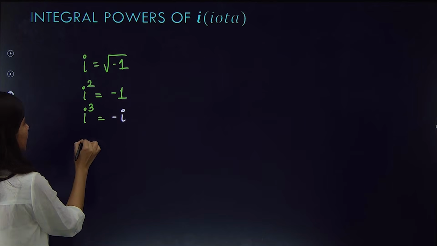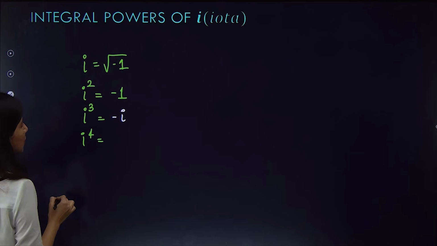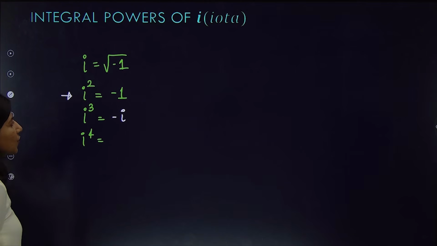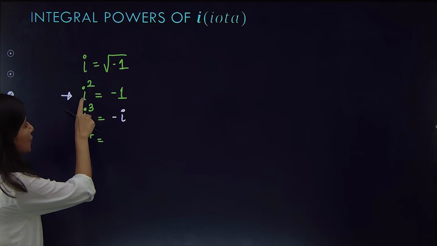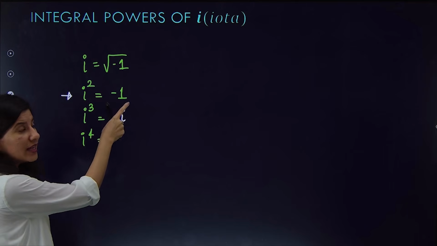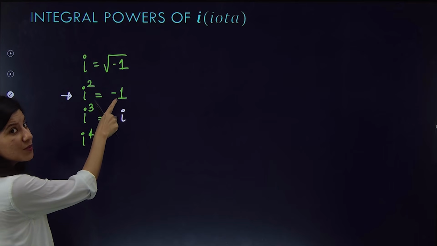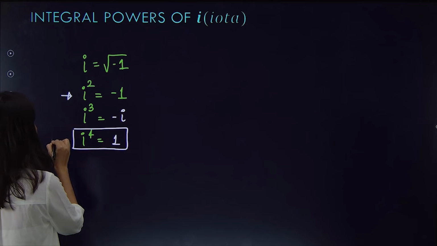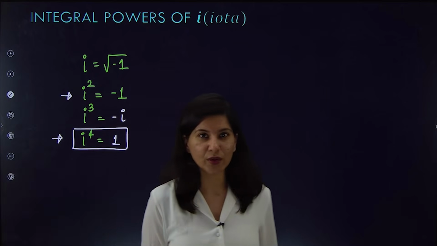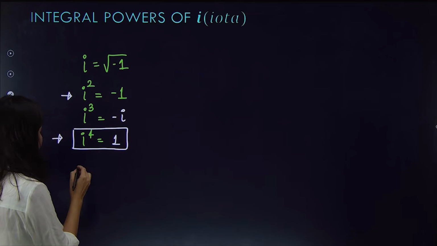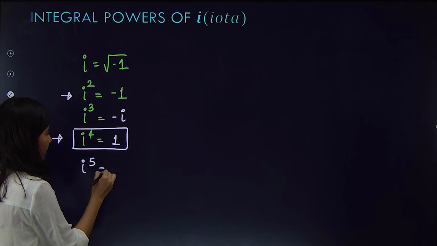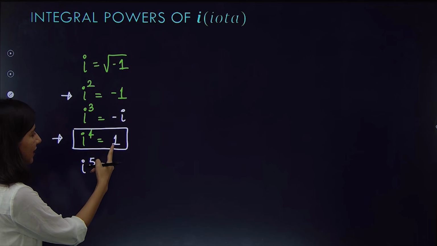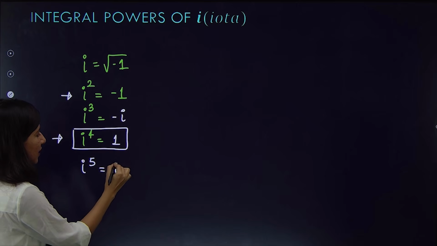And iota power 4 will be equal to what? For iota power 4, you square both the sides of the second equation. So if you square both the sides, what will you get? Iota power 4 is equal to minus 1 square, so iota power 4 is equal to 1. Clearly, now for iota power 5, you just multiply iota both the sides. So iota power 5 is iota.